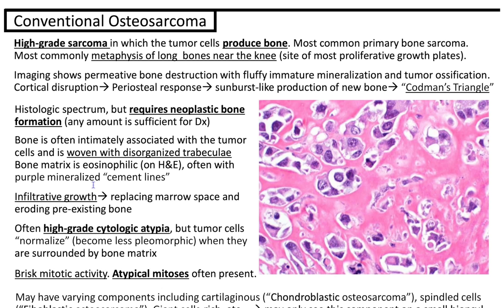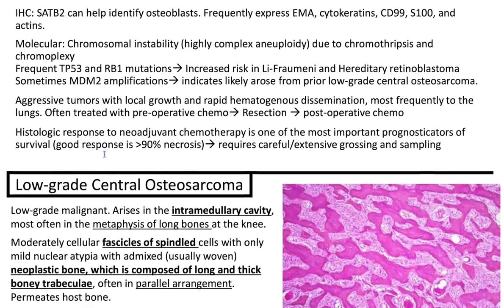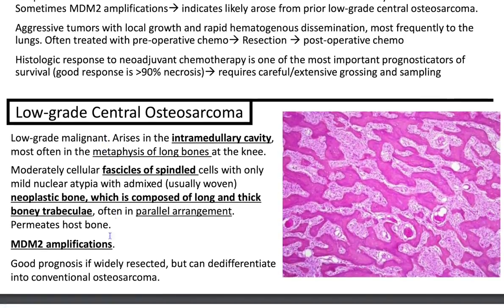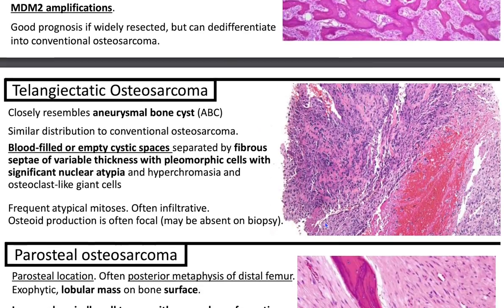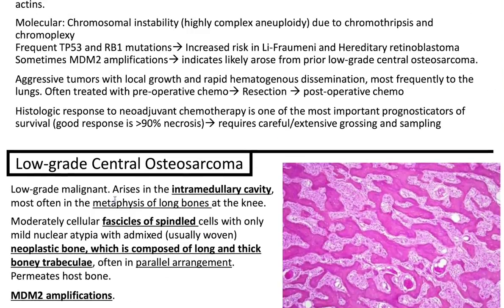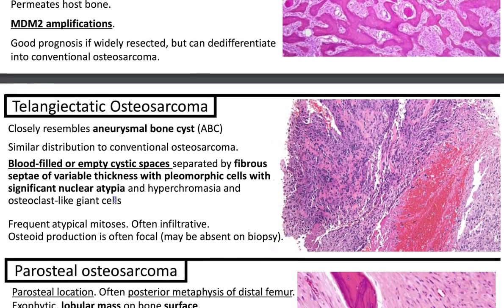Conventional osteosarcoma, you can have your high-grade central osteosarcoma. You can have your low-grade central osteosarcoma. This will have the MDM2 amplification, not high-grade, unless it's de-differentiated from your low-grade. You can have your telangiectatic osteosarcoma. You want to think about your differential of aneurysmal bone cyst.